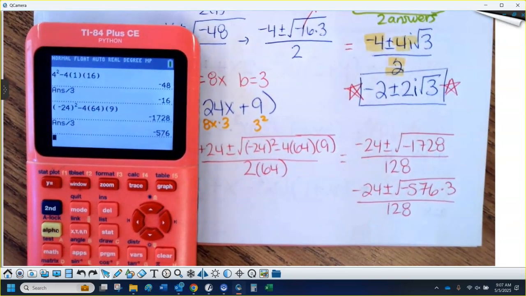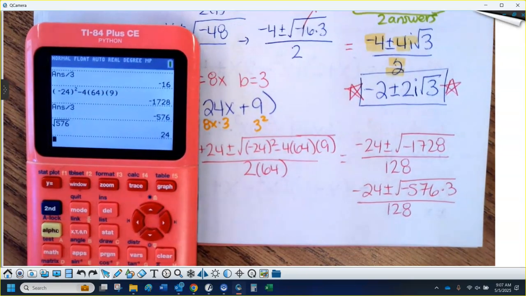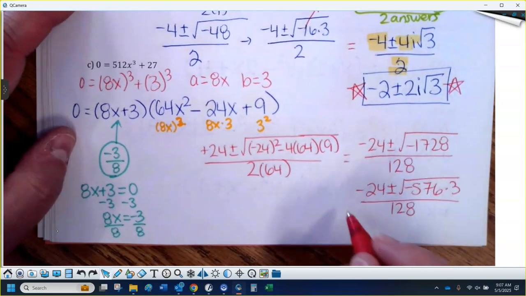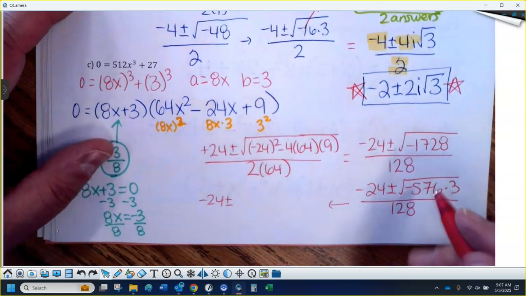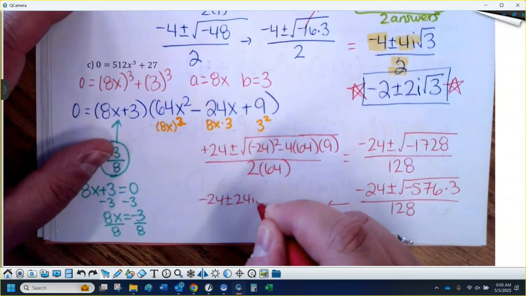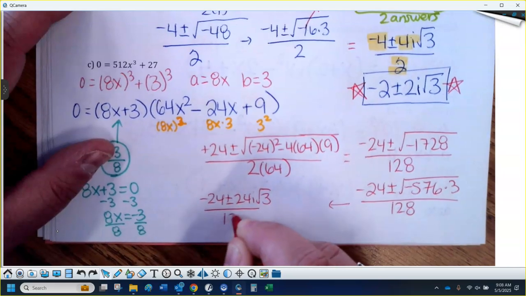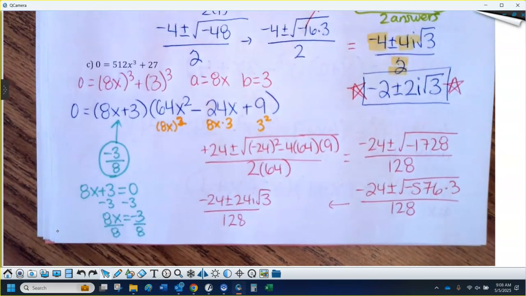Okay, now 576. I'm going to do square root 576, just to show this to you, is 24. It should match the number that's on the outside. That's just how these work every single time. And I'm running out of a little space because I was writing too big on that first question. But you'd have negative 24 plus or minus 24i radical 3, everybody over 128.